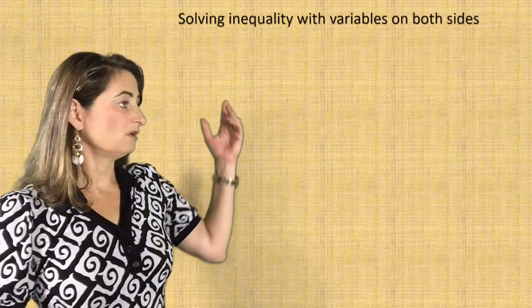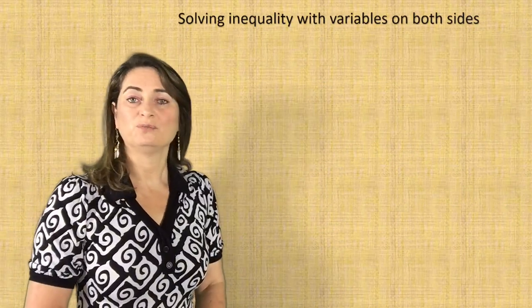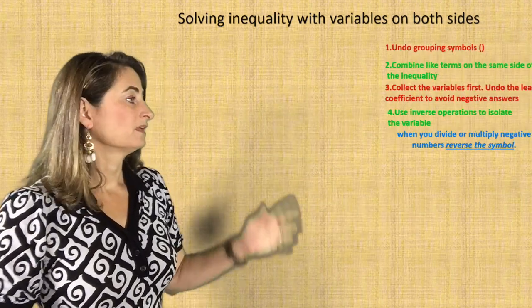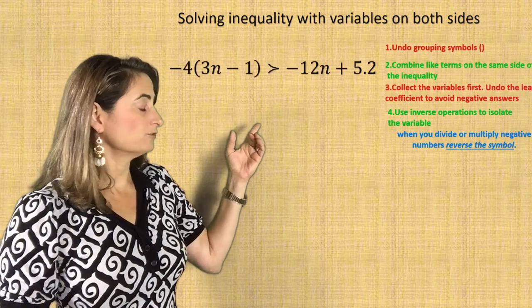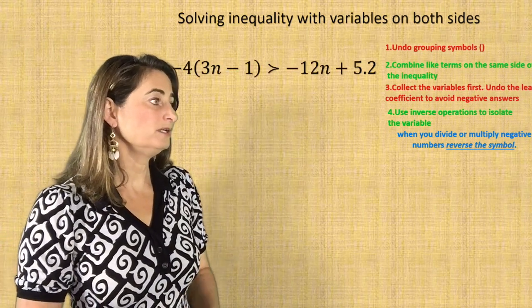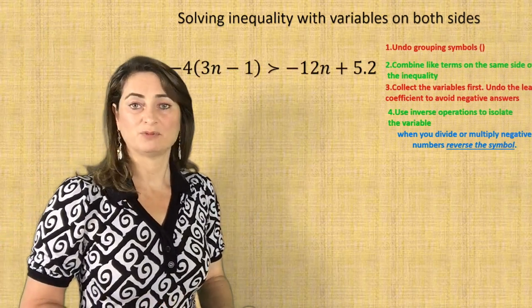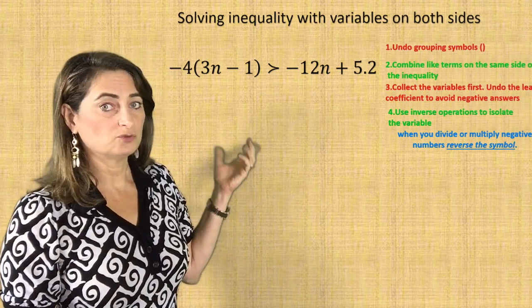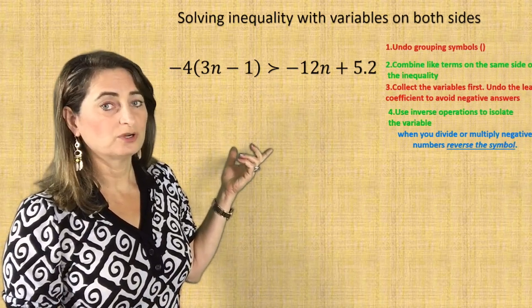Now we will solve inequality with variables on both sides. Again, the steps don't change. Here's the equation. Negative 4, parentheses 3n minus 1 is more than negative 12n plus 5.2. First thing, undo grouping symbols. So do I have parentheses? Yes, I do on one side.